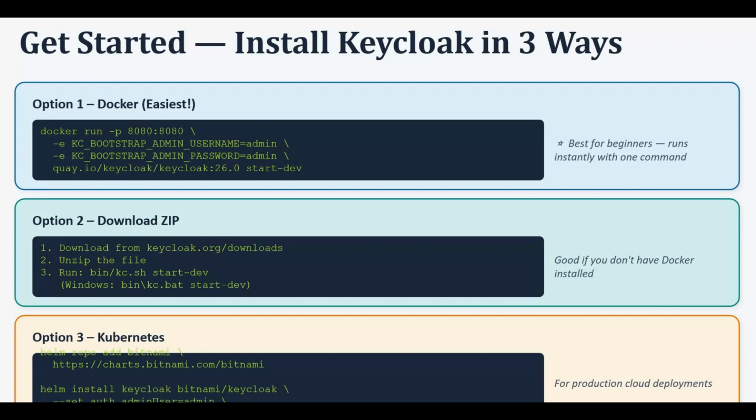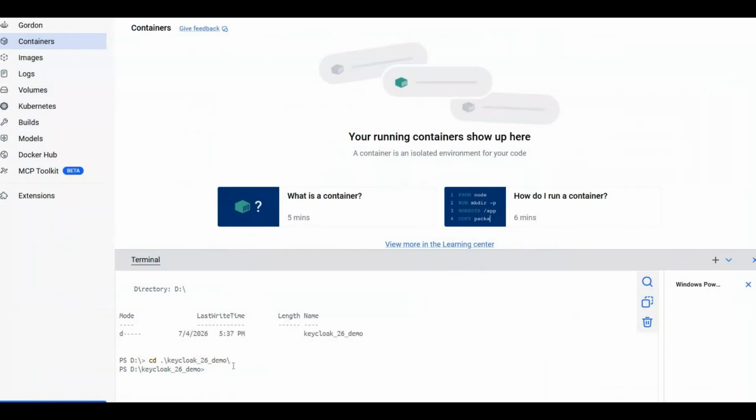So the earlier command, when we ran it, we had seen Docker is not recognized as an internal or external command, because Docker was not installed at that time. Now after that we have downloaded and installed Docker. Now you can see Docker is up and running here. Now here we can type that command.